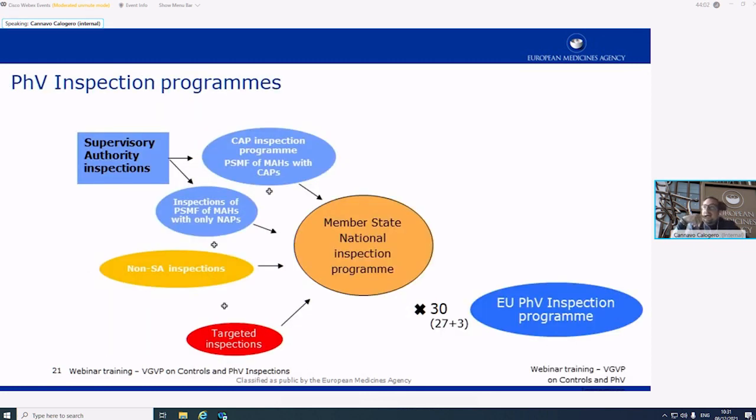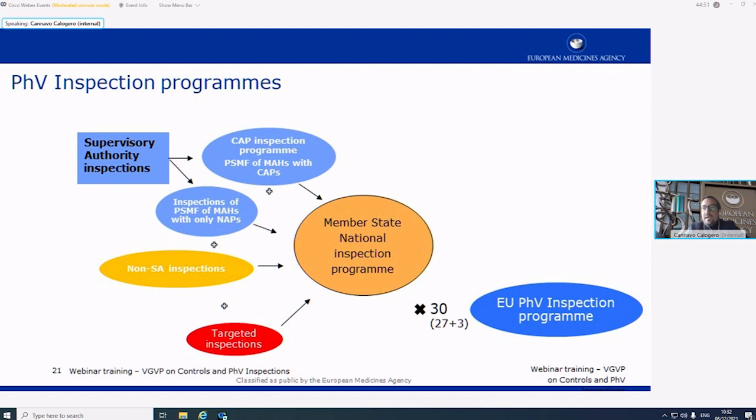In this slide, I would like just to recap what I said so far. So we have supervisory authority inspections that are inspections of CAPs, so PSMF or marketing authorization with CAPs. Supervisory authority inspections that are inspections of PSMF or marketing authorization with only NAPs. Then we have the non-supervisory authority inspections that are the ones that I mentioned before. And all of these inspections could be routine inspections, because a routine inspection program is used to plan this kind of inspection.